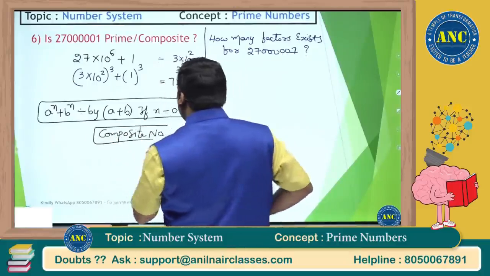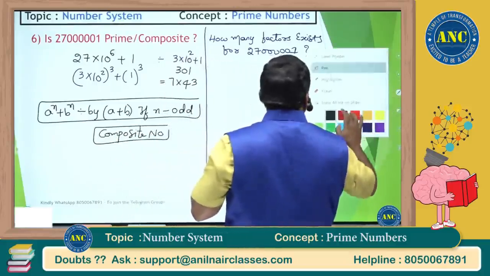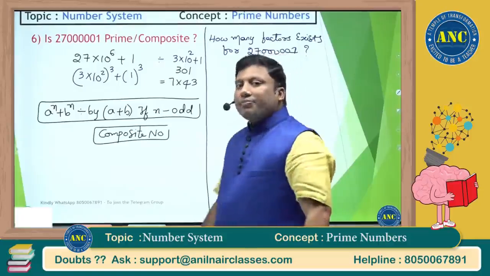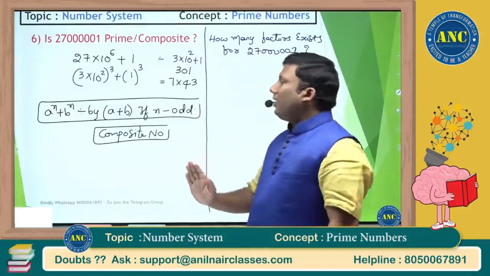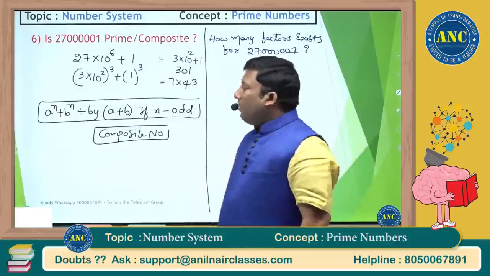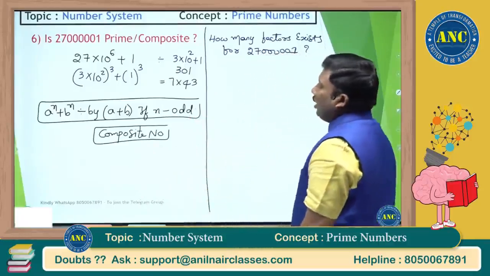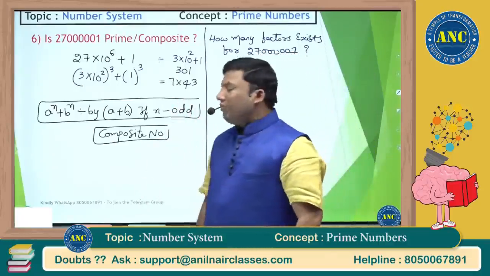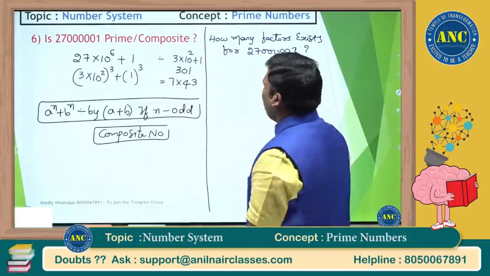I hope the idea is clear. A power n plus b power n is always divisible by a plus b if n is an odd number. So it is divisible by 7 and 43. Therefore it is a composite number.